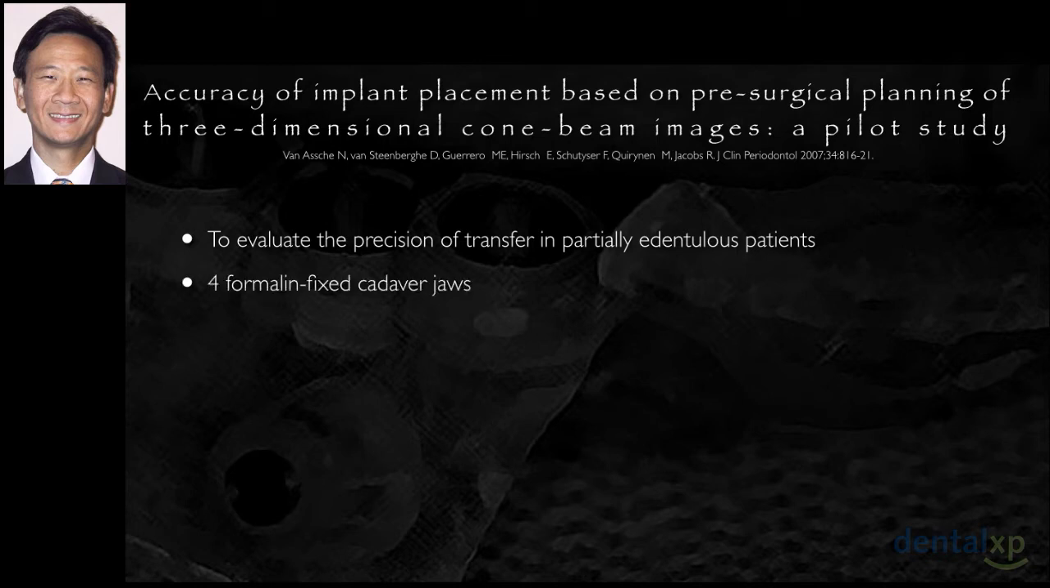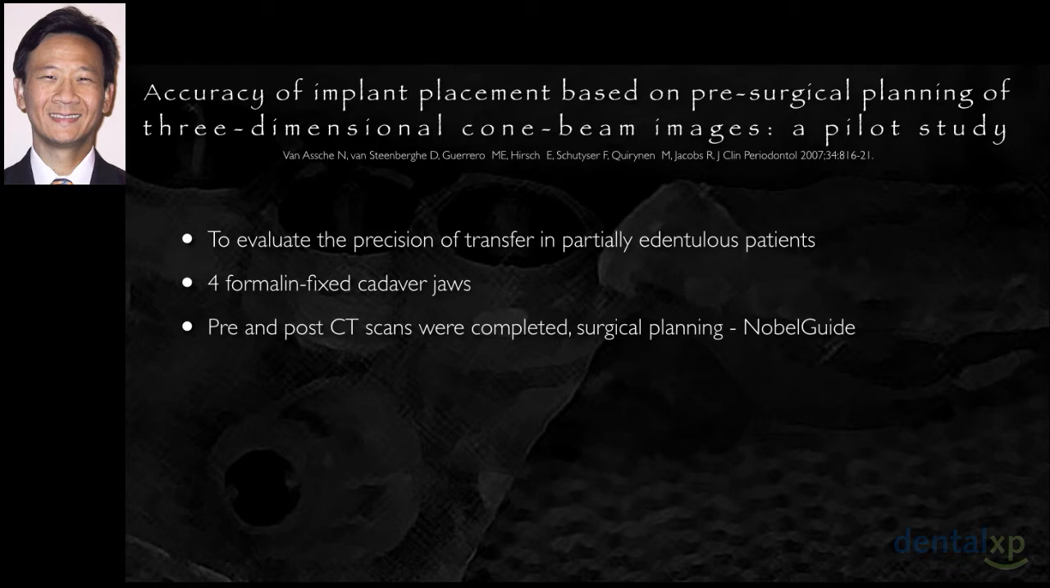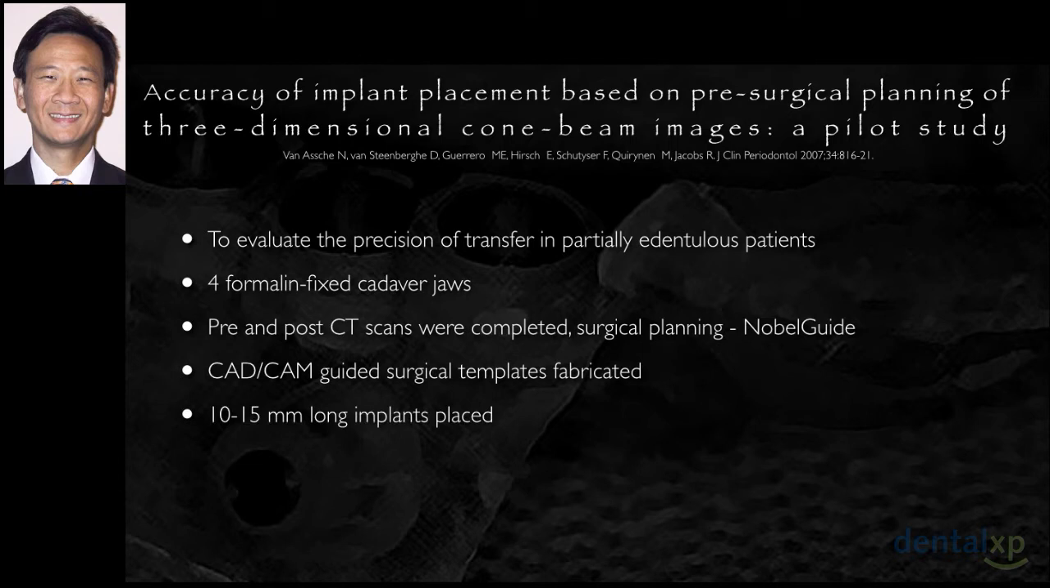They took 4 partially edentulous cadaver jaws and made pre- and post-op CTs with the surgical planning software Nobel Guide, with Nobel Guide surgical templates. The CAD/CAM guided surgical templates were fabricated, and they also used 10 to 15 millimeter long implants, because the longer the implants, the greater that deviation can be at the apex.